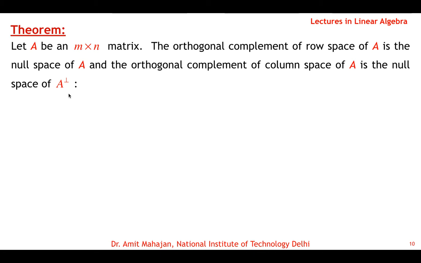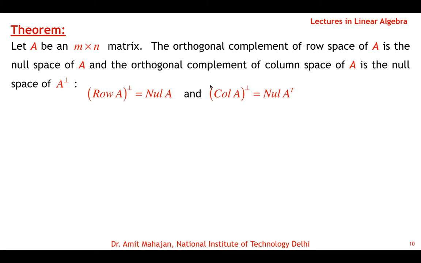So again, this theorem says that if you are given a matrix M cross N, that means there is a transformation from Rn to Rm space, then the orthogonal complement of row space A, row space A perpendicular, is the same set as the null space A. That is the first result: the vectors which are perpendicular to row space A are in null space A, and the vectors in null space A are in the perpendicular set to row space A.